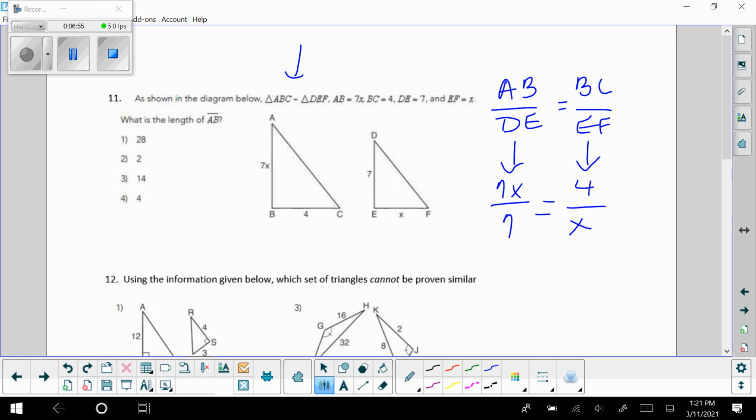So you're going to cross multiply. You get 7x squared equals 28. Divide by 7, you get x squared equals 4. Take the square root, you get x is 2. Question asks you, what is the length of AB? You have to plug in a 2 right here. So 7 times 2 should give you 14.